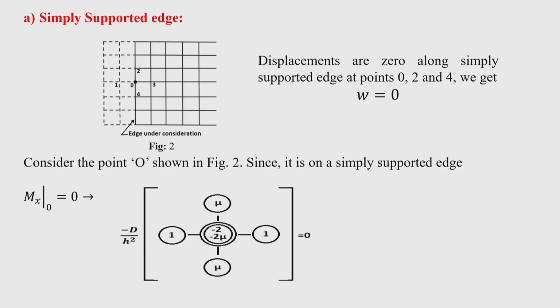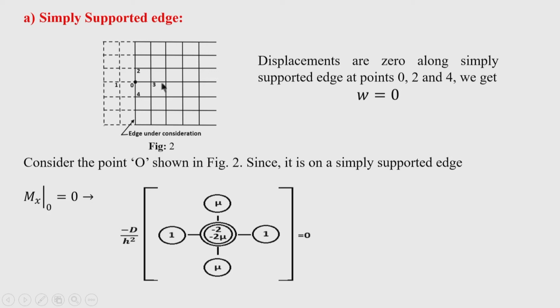Let us consider the simply supported edge. In the simply supported edge, this vertical edge is simply supported. The nodes falling on the edge are 0 to 4. So, naturally, the deflection values at 2, 0 and 4 are 0.